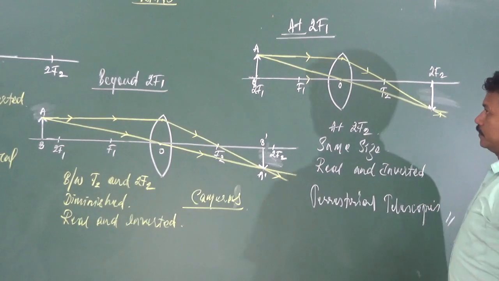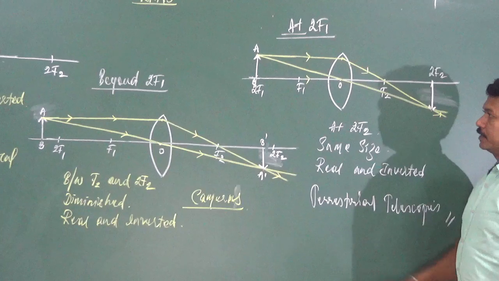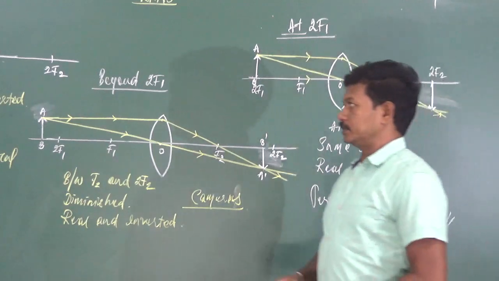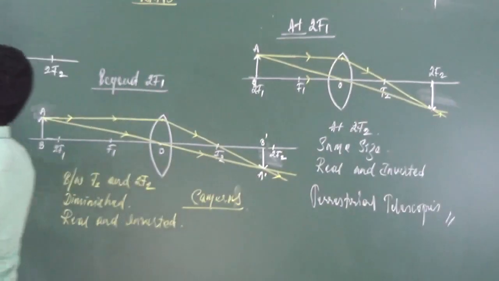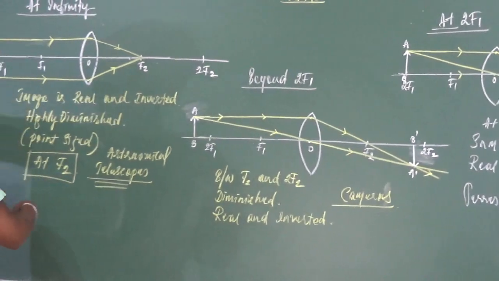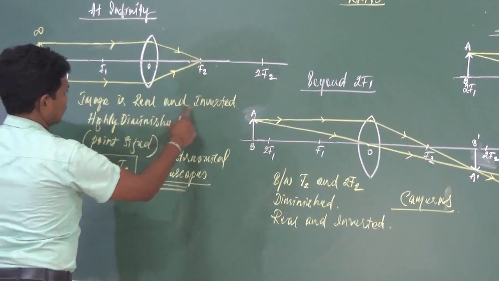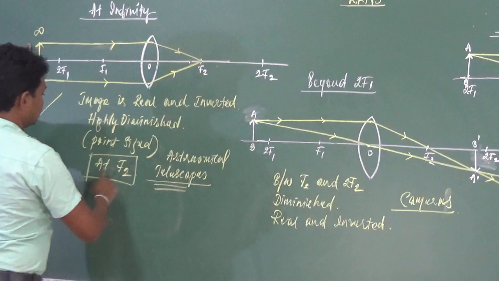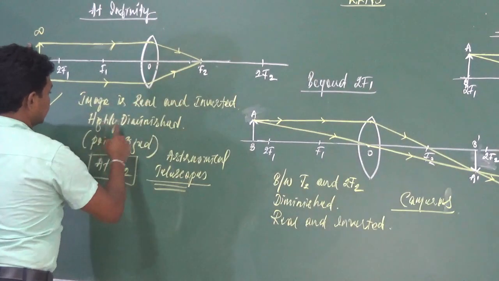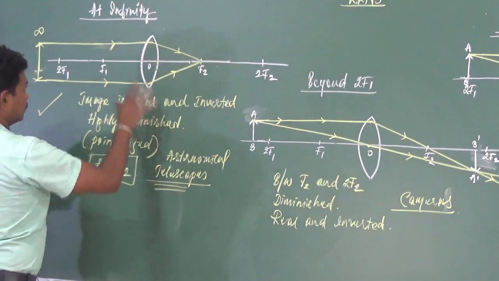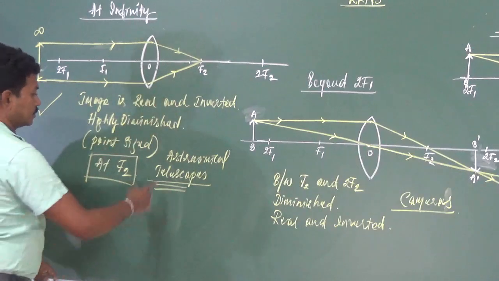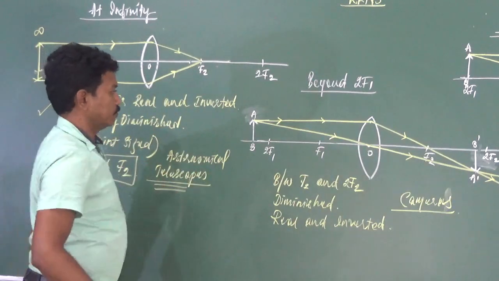So these are the first three ray diagrams for the convex lenses. Let us recapitulate. If we keep the object at infinity, the image is real and inverted, formed at F2. It is highly diminished, that is point size. This type of system is used in astronomical telescopes.